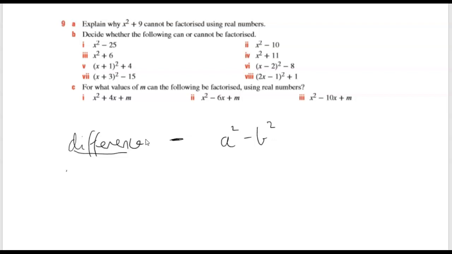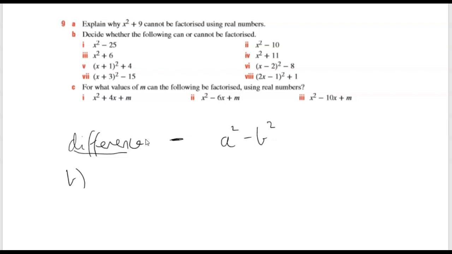So we can only factorize it if there's a minus sign there. So if we look at part B, the only ones that can be factorized are if they're separated by a minus sign. So first one can, second one can, this one can't. So x squared plus 6 can't be factorized. X squared plus 11, nope.